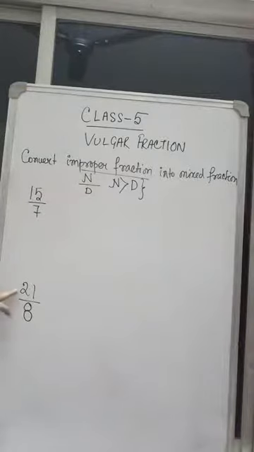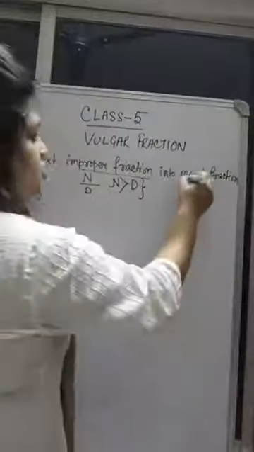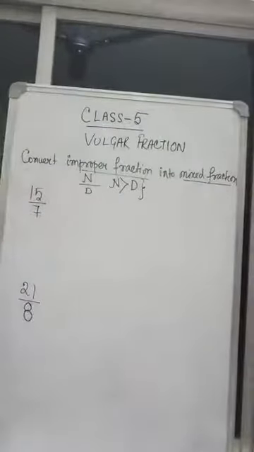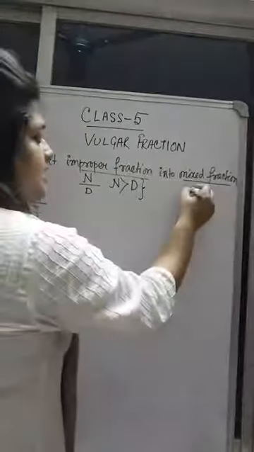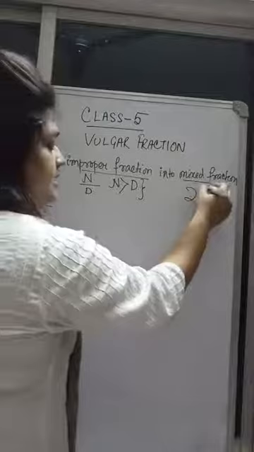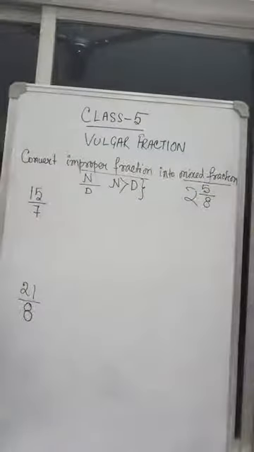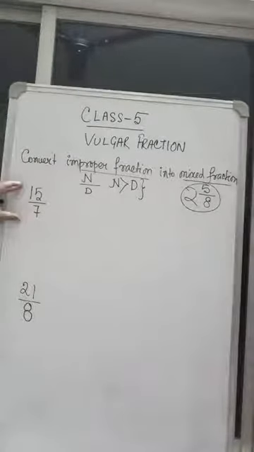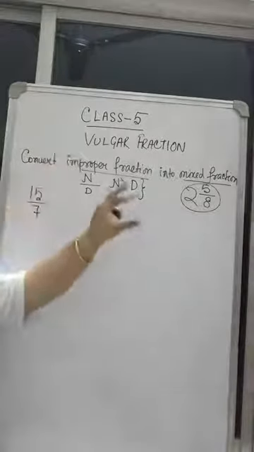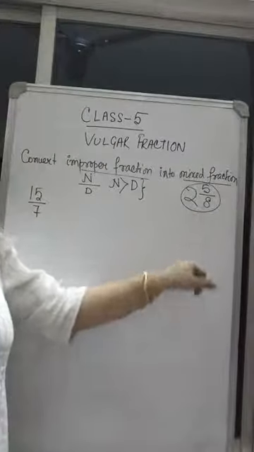Similarly, here I have written 21 by 8. So this is the numerator, this is the denominator. In the same way, the numerator here is greater than the denominator, so it is an improper fraction. Now, improper fractions can also be changed into mixed fractions. Now what is a mixed fraction? I have again said that when a whole number and a fractional number are both there, you call it a mixed fraction. So now we will change this improper fraction into a mixed fraction which looks almost like this.